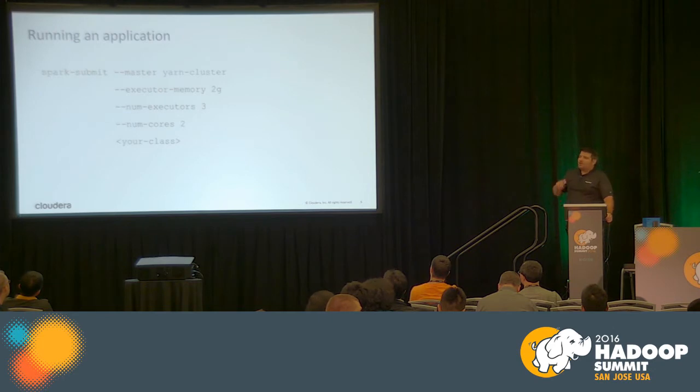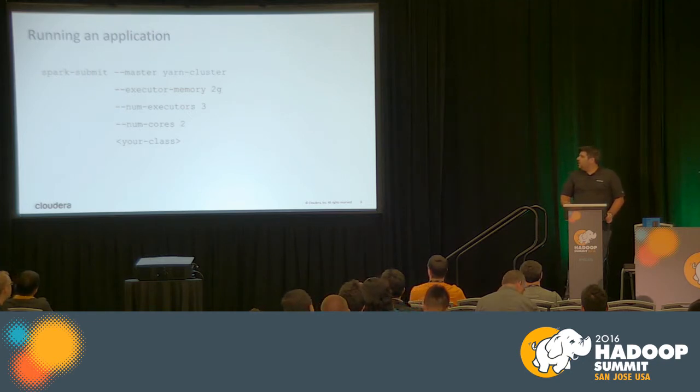Cool. And there's a lot of other reasons to use Yarn compared to other resource managers. This isn't so much a conversation about that. It's more about running Spark inside of your Yarn cluster. So how do we run a Spark job inside of Yarn? Really simple. You just specify that you want to run it on Yarn.